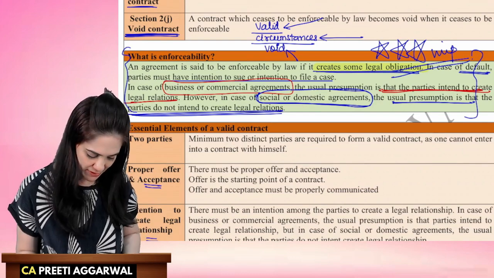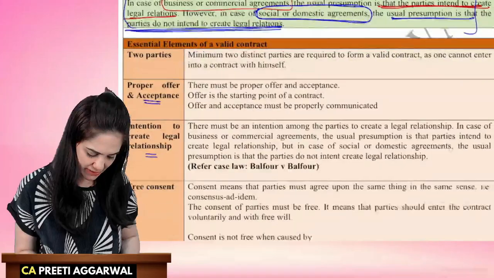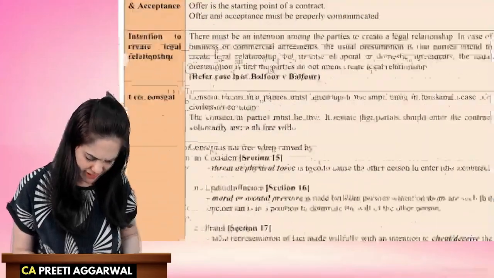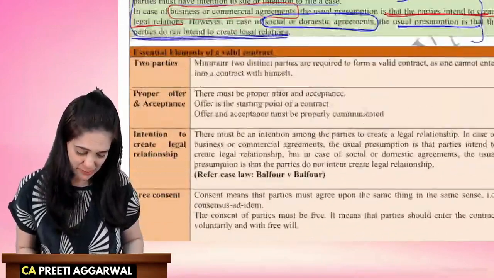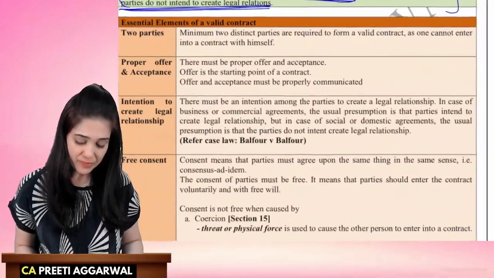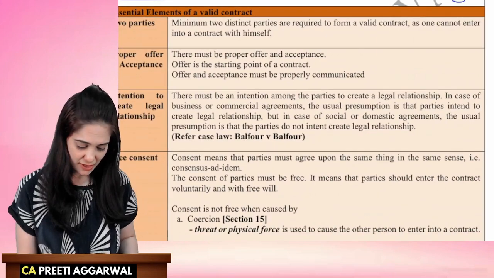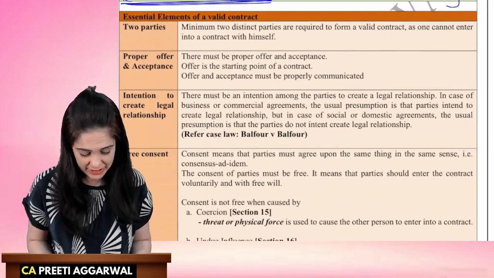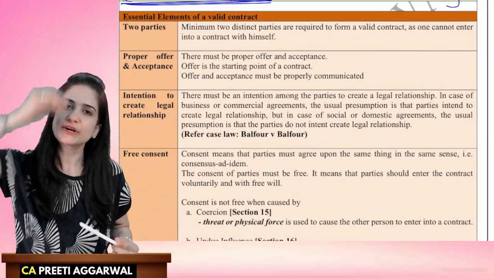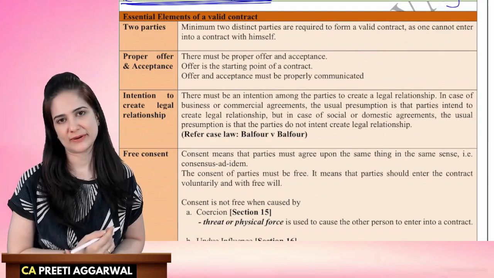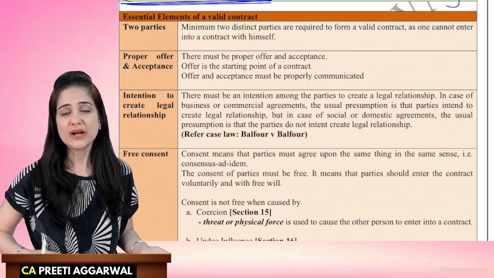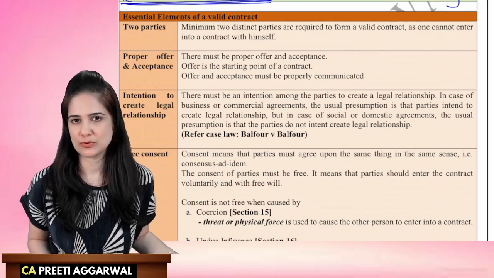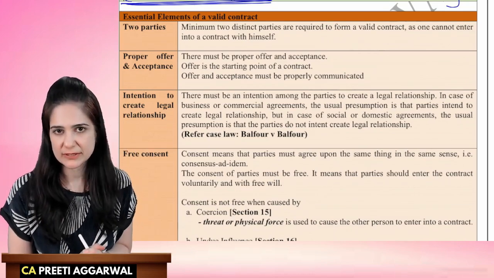Now let us jump into the essential elements of a valid contract. You may find that, ma'am, you're going very slow. These are fast track lectures. We thought you will be explaining everything very quickly. Students, this is just introduction and warm up. There are many students who have not even understood the meaning of contract. If you have not understood what is contract, how is it different from agreement, me teaching all this will be of no use. So your basics should be very clear.